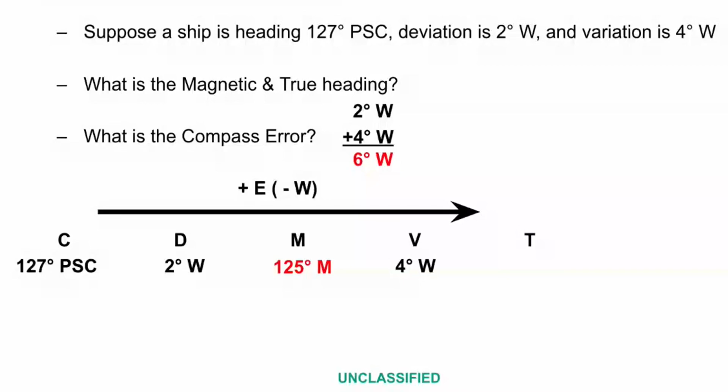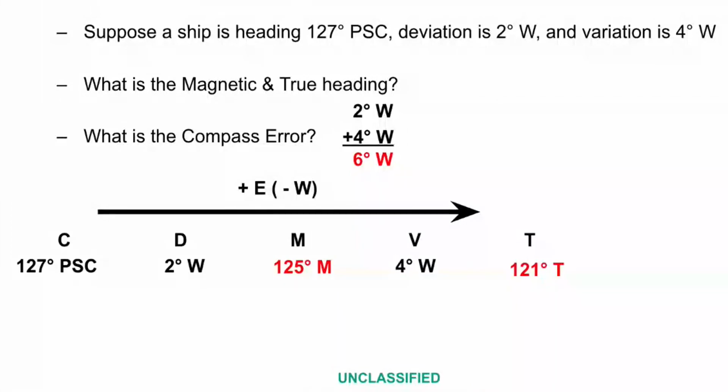Now I can break this up into the second part of my problem, and I have a magnetic heading of 125 degrees magnetic. I'm going to subtract my 4 degrees west again because, looking at the top of my arrow, I know that moving towards true, I have to subtract my westerly errors. So 125 minus 4 is going to give us 121 degrees true.